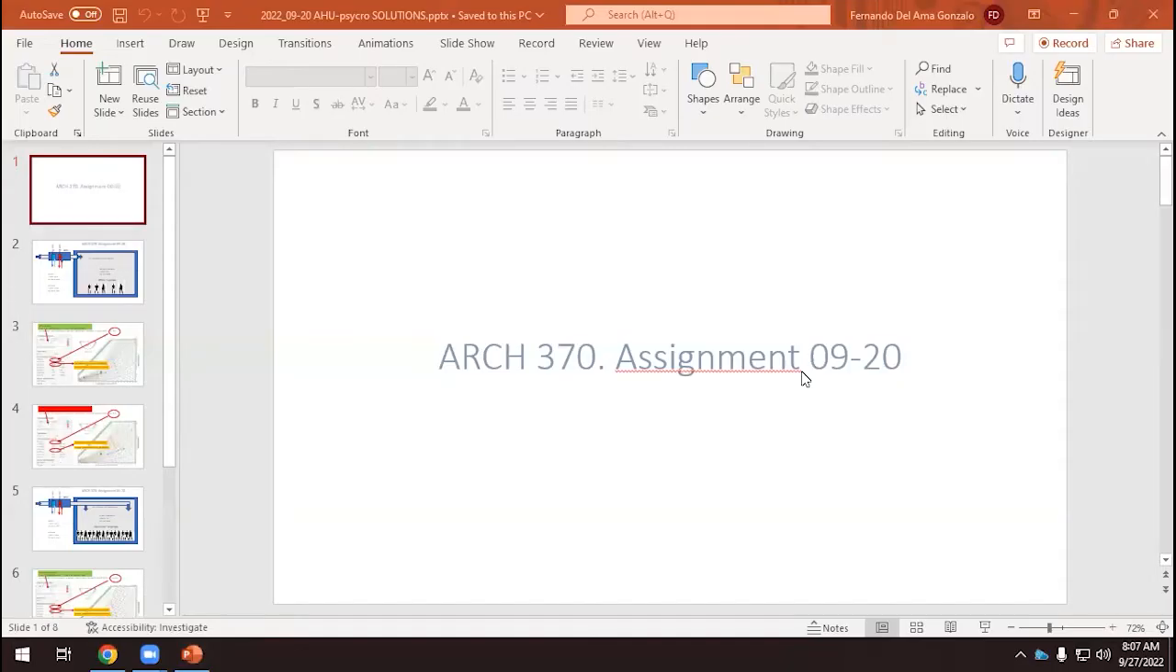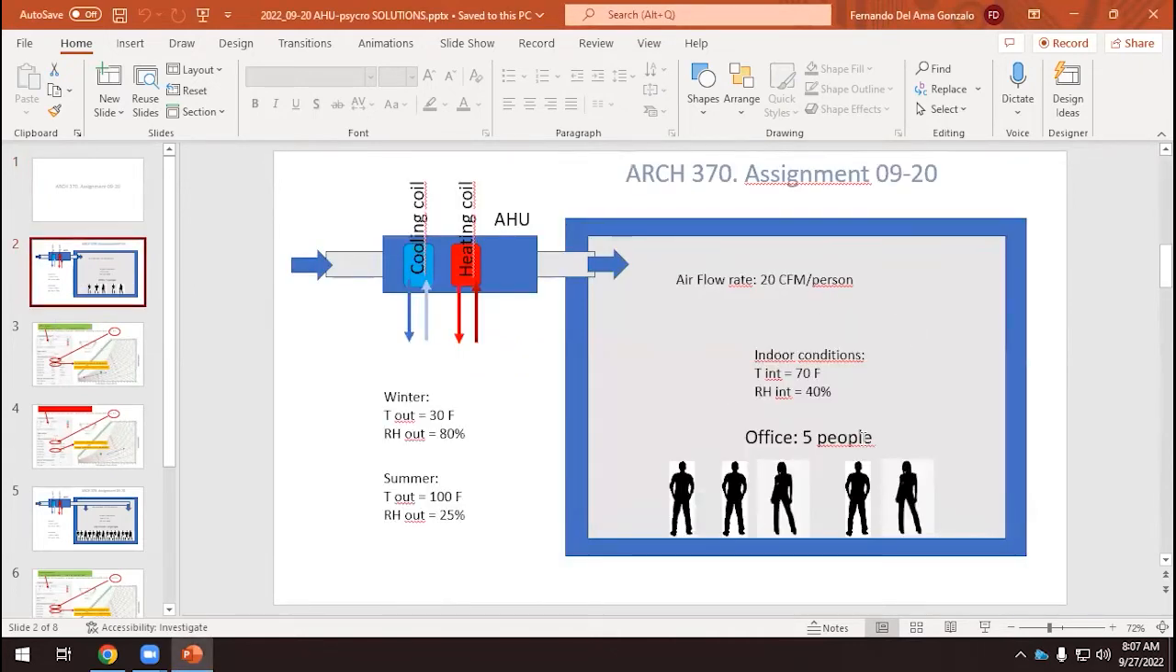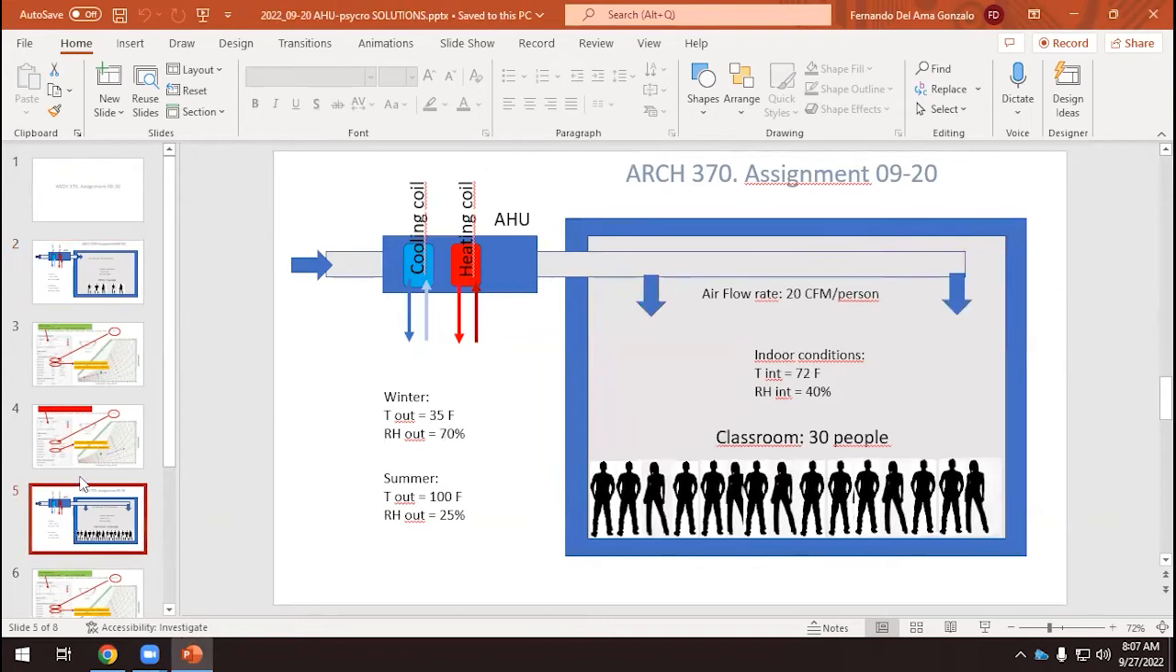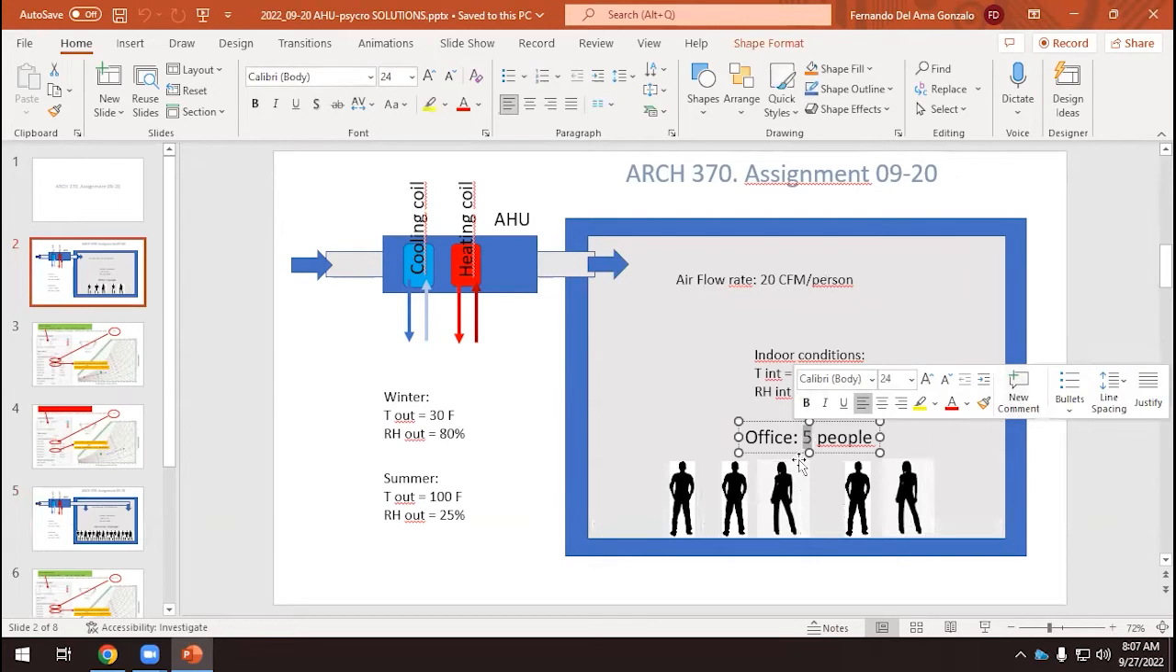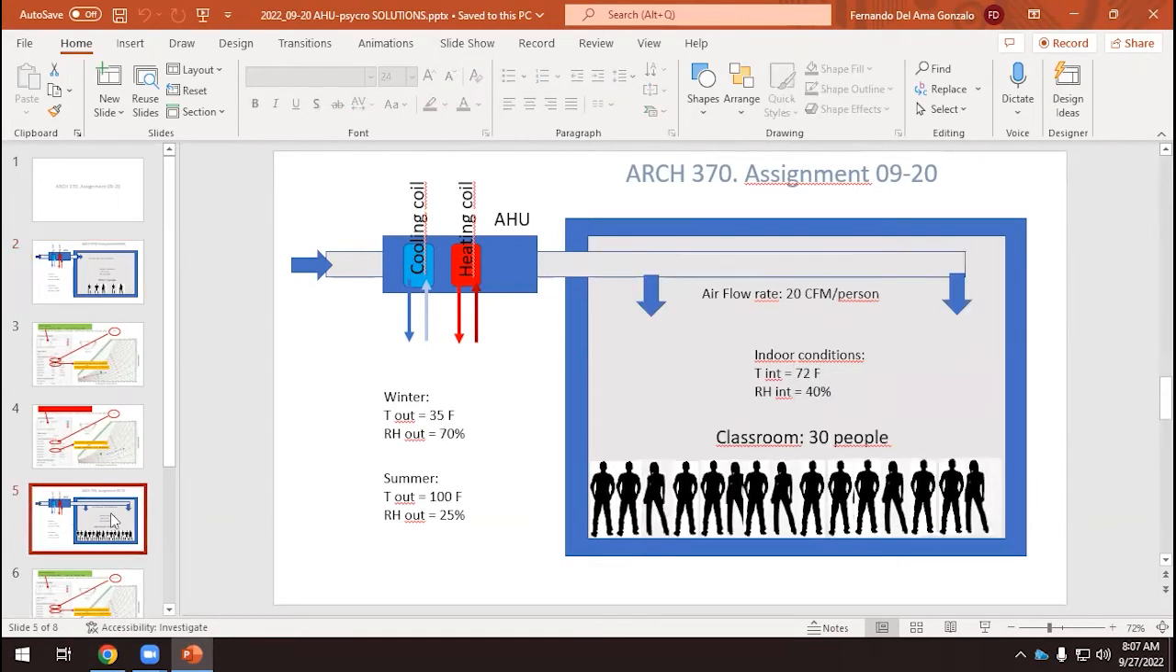So let's start with the solutions to the assignments, the last week assignment. We had basically two spaces: the office and the classroom. The first thing we are calculating is the ventilation load. At the end, you see that the energy that you have to consume in the office space with only 5 people is higher than the energy that you have in the classroom with 30 people.